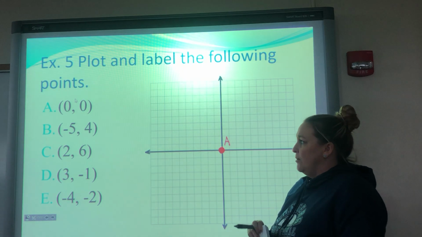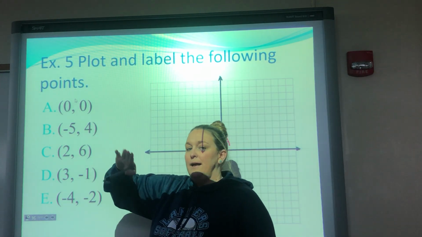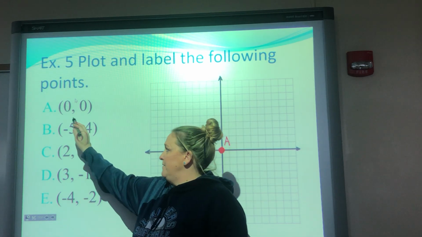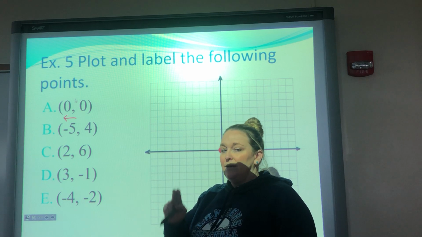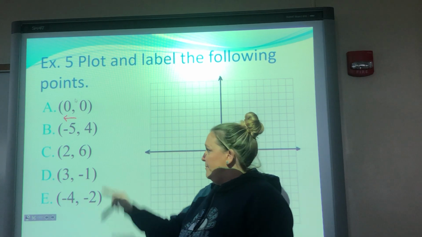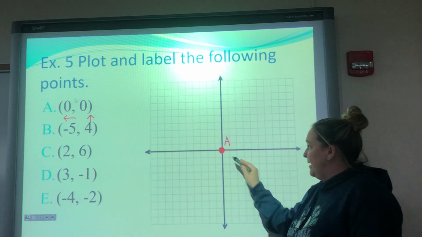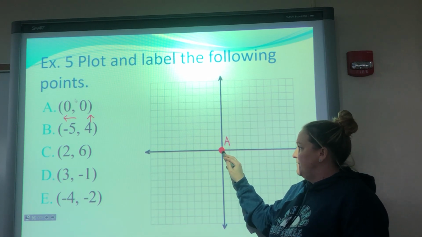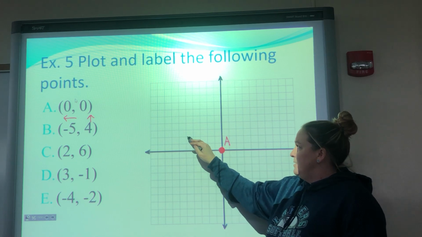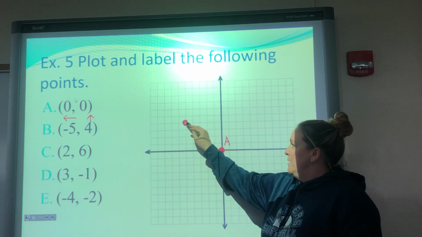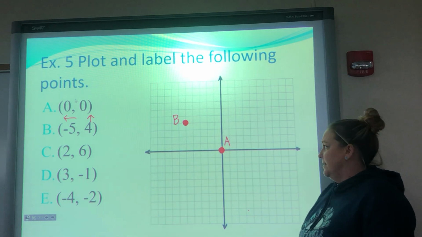All right, so B. If you remember, we used some arrows. This first number, I can only go left or right. So the negative is telling me to go left. My second number, I can only go up or down. Positive is telling me to go up. So I go to my origin and I move left 5: 1, 2, 3, 4, 5. Up 1, 2, 3, 4. Put a nice point and a nice capital letter.